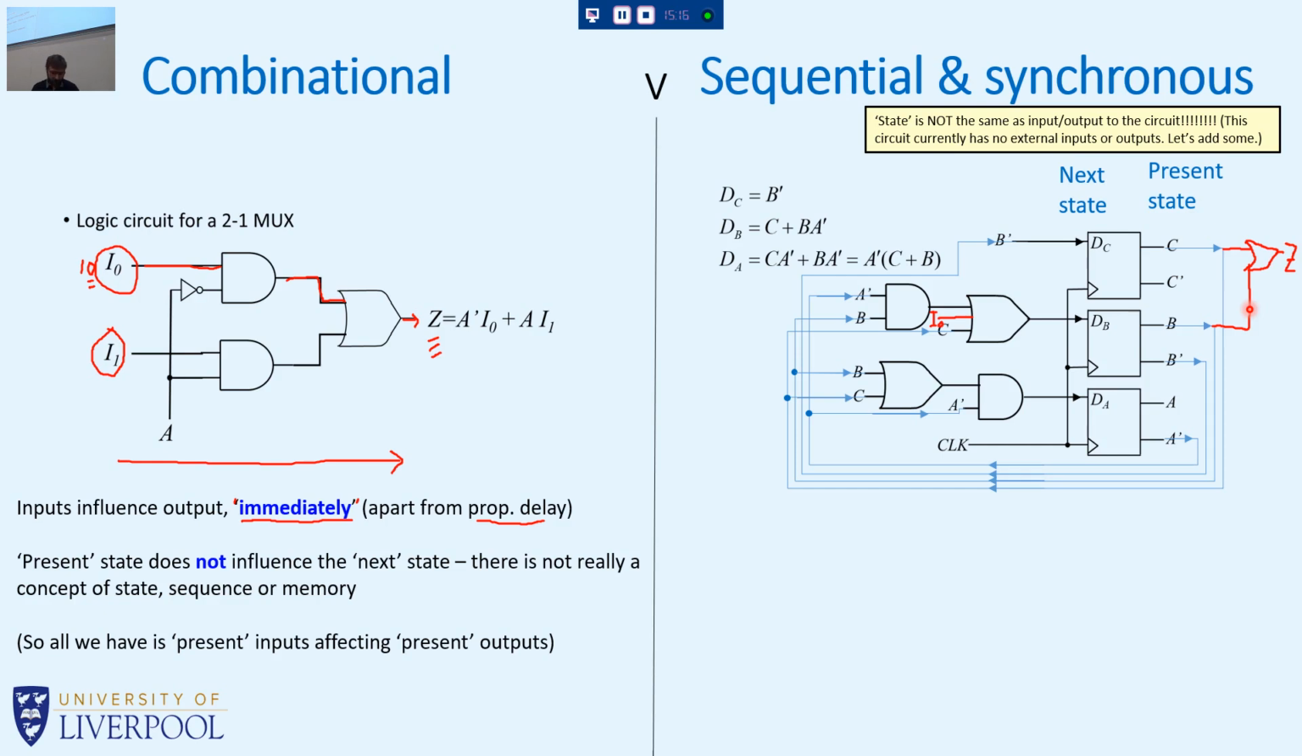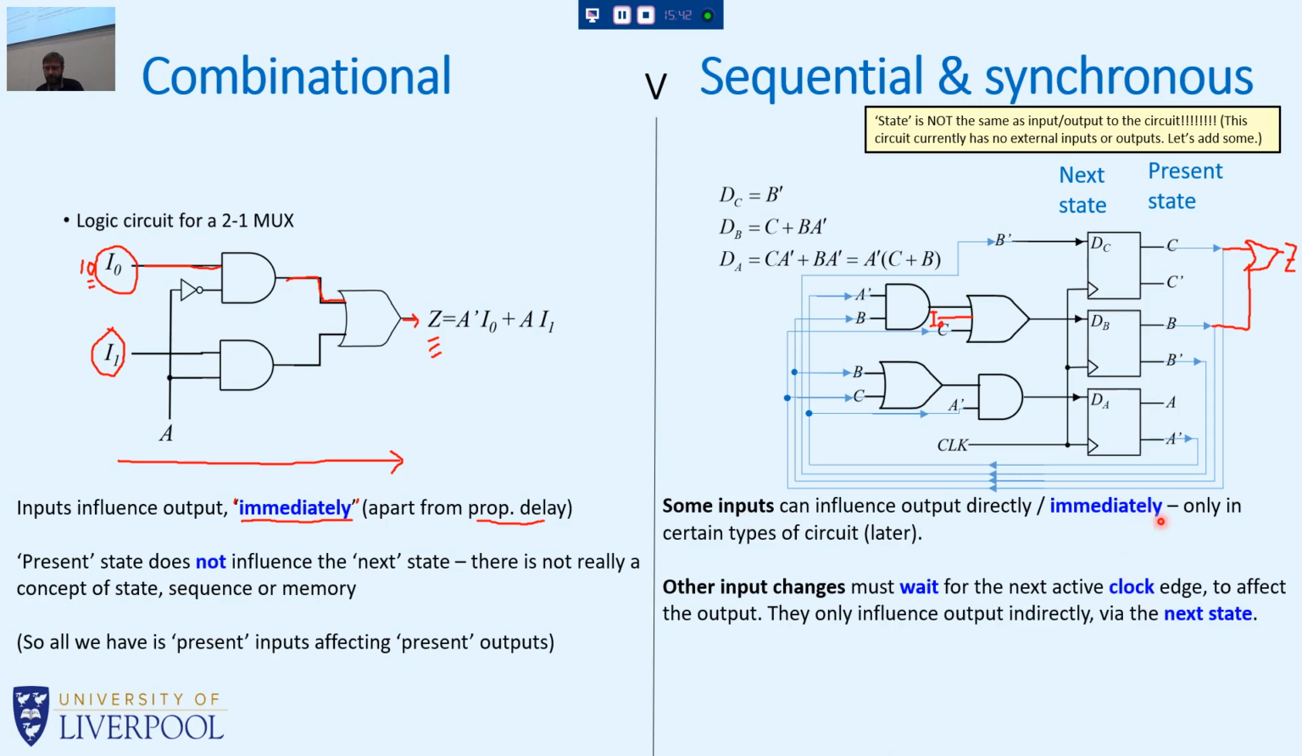Okay, so now that we've inserted some fake or relatively meaningless inputs and outputs to this circuit, let's have a think about the types of inputs that we can have, and we're going to come back to this later in the lecture. Some inputs can influence output directly or immediately, but this only happens in certain types of circuit, whereas other inputs must wait for the next active clock edge, okay?